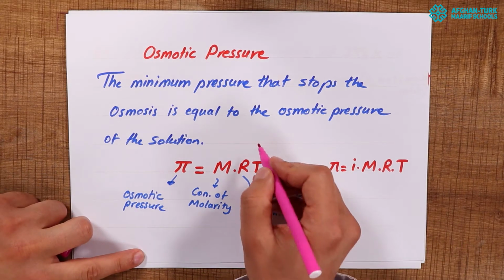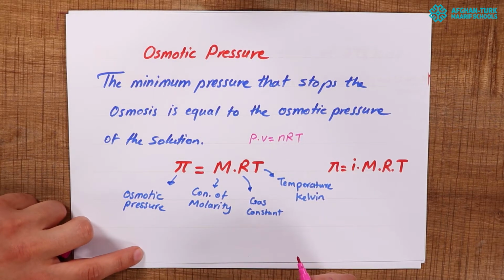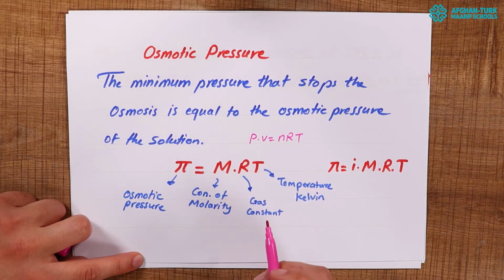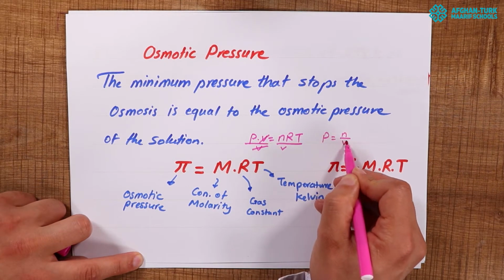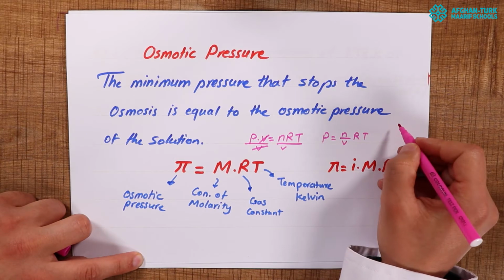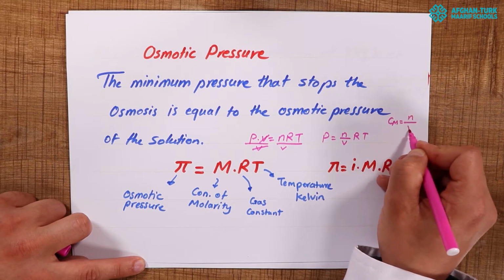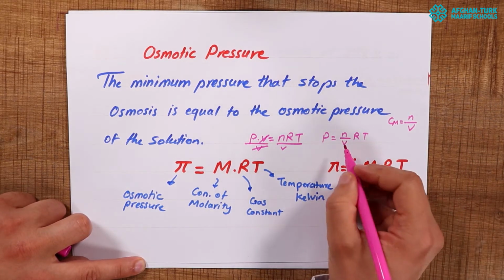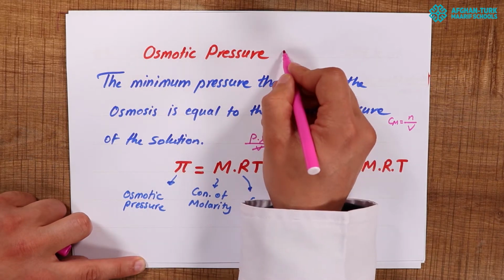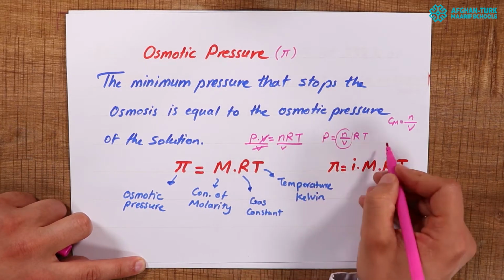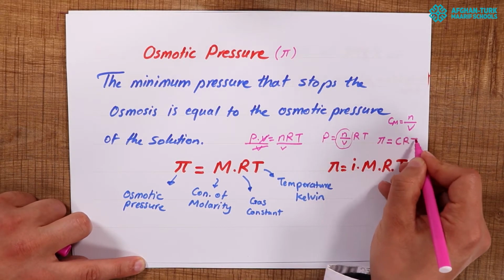According to the ideal gases, we have studied that P times V is equal to n times R times T. This formula belongs to the ideal gases. Also, we can write it like this: we can cancel the volumes, so P is equal to n over V times R times T. As you remember, in the first chapter we studied the concentration of molarity, which is equal to moles over solution volume. Instead of n over V we can write C, and instead of P, the osmotic pressure symbol is represented by pi. So pi is equal to C times R times T.